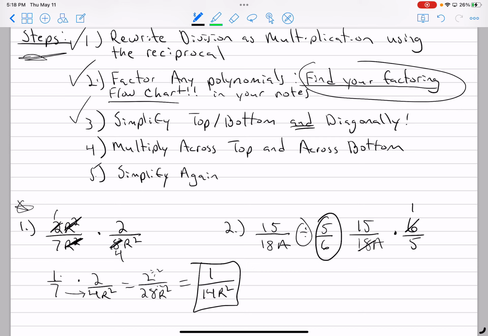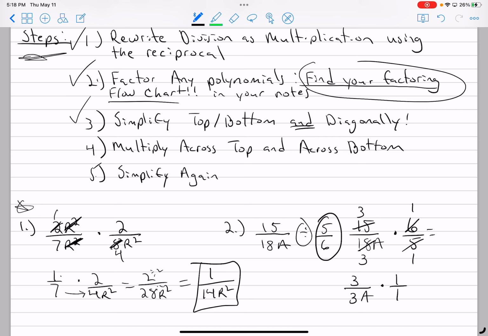6 divided by 6 is 1. 18 divided by 6 is 3. I can do 5 and 15. They both can be divided by 5. 5 divided by 5 is 1, and 15 divided by 5 is 3. All right, so now I have 3 over 3a times 1 over 1.